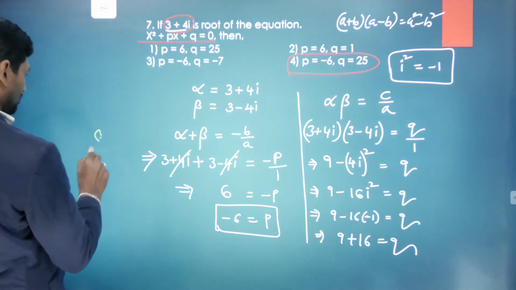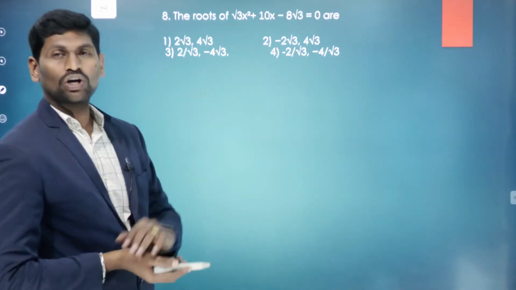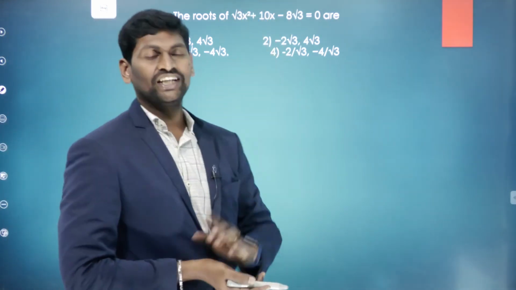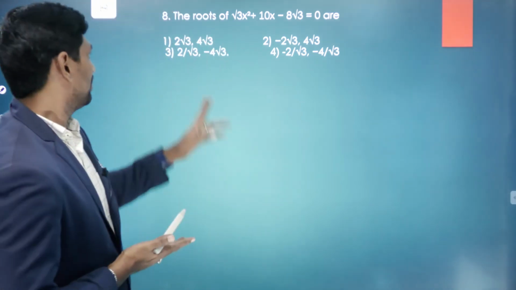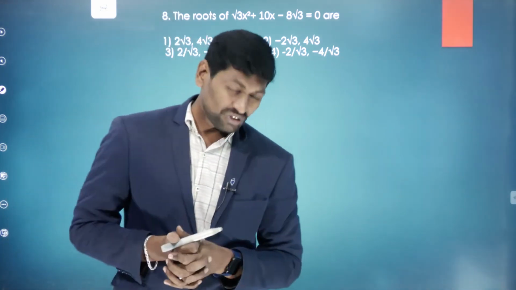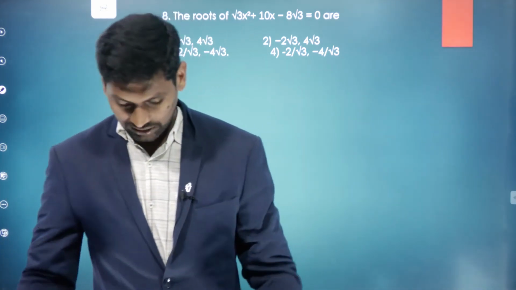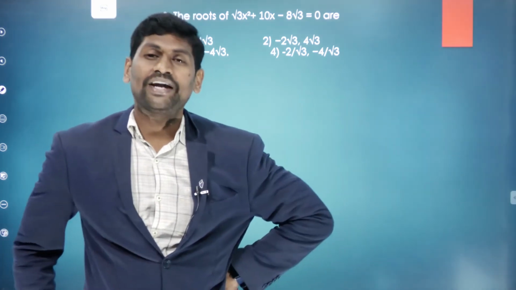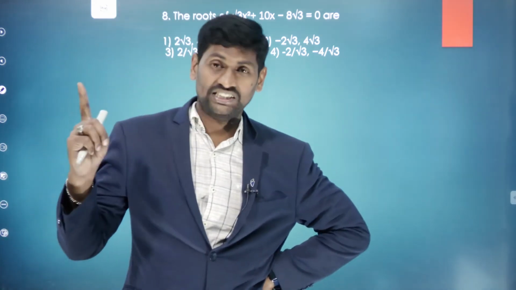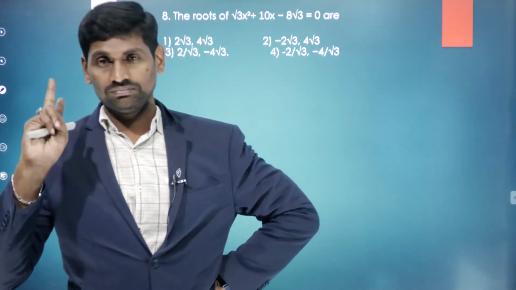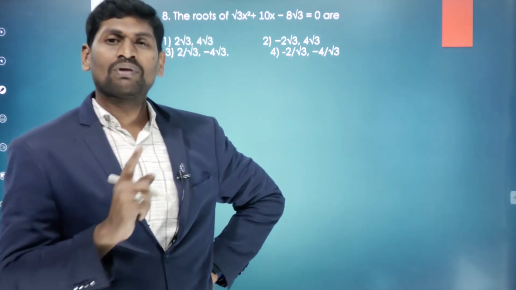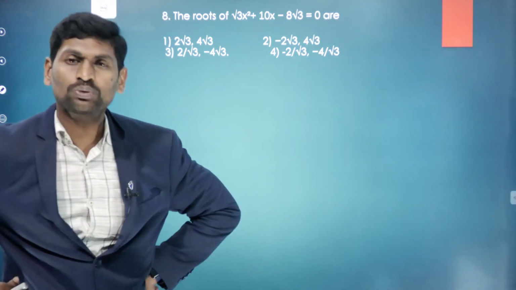Shall I go with the next one? The roots of the quadratic equation root 3 into x square plus 10x minus 8 into root 3 equals 0. Here we should find the roots. While I was discussing the concept, I said that for finding the roots of a quadratic equation, there are 3 methods: factorization, second one completing the square method, third one formula. What is the formula? Minus b plus or minus root of b square minus 4ac by 2a, right?